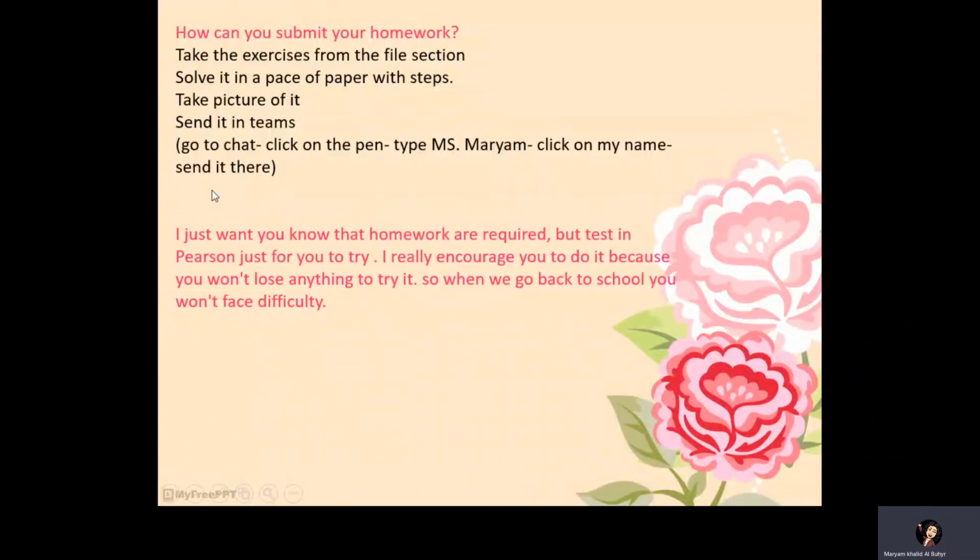I just want to start chapter 7 today. But before I start chapter 7, I want you to know two things. For the homework, I'm going to give you homework today. But how can you submit the homework? You can take the exercises from the file section, then solve it on a piece of paper with the steps, take a picture of it, then send it in Teams. How can you send it in Teams? Go to chat, click on the pen, then type my name, then click on my name, then send it here. That's one thing to say.